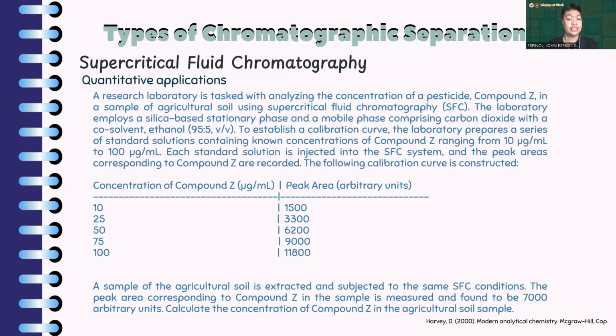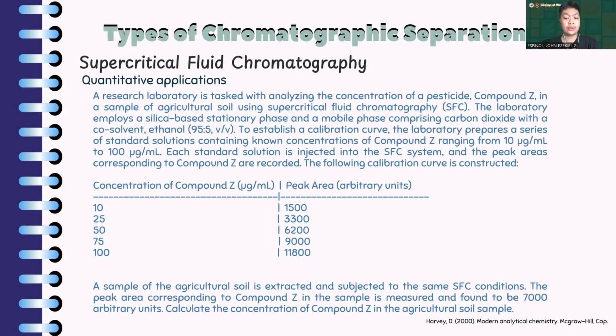Each standard solution is injected into the SFC system and the peak areas corresponding to compound Z are recorded. The following calibration curve is constructed. A sample of the agricultural soil is extracted and subjected to the same SFC conditions. The peak area corresponding to compound Z in the sample is measured and found to be 7,000 arbitrary units. Calculate the concentration of compound Z in the agricultural soil sample.